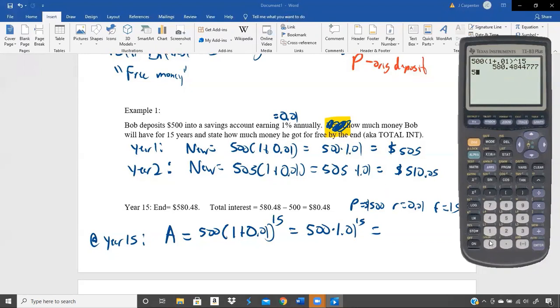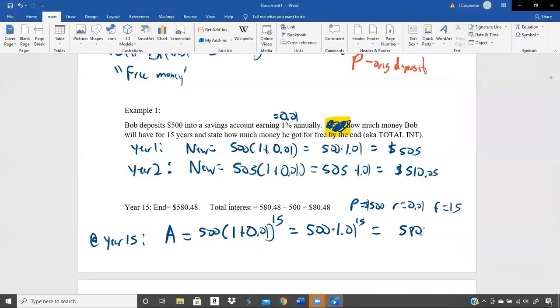Or if I type it the other way, 500 times 1.01 raised to the 15. Same exact answer, 580.48. And then, of course, the interest is still 580.48 minus 500, which is 80.48. I was saying the cents before the dollars in some weird universe. So the formula works.